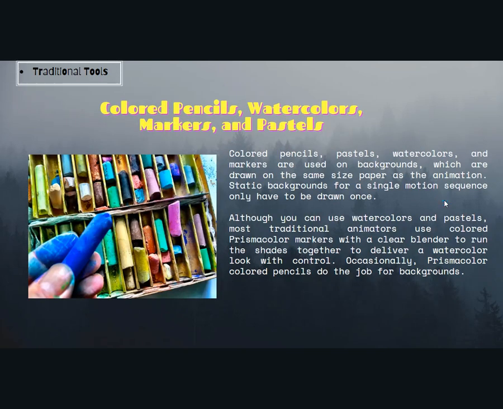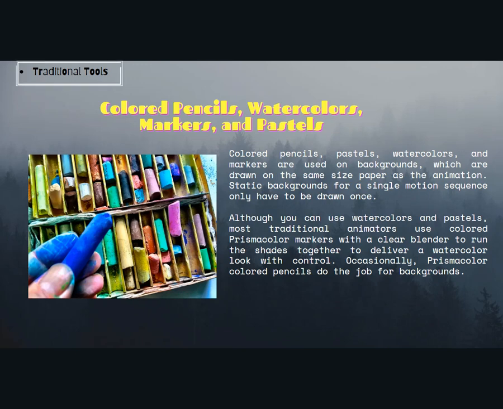Then, it's just a continuation: the colored pencils, watercolors, markers, and pastels. Colored pencils, pastels, watercolors, and markers are used in backgrounds, which are drawn on the same size paper as the animation. Static backgrounds for a single motion sequence only have to be drawn once. Although you can use watercolors and pastels, most traditional animators use colored Prismacolor markers with a clear blender to run the shades together to deliver a watercolor look with control. Occasionally a Prismacolor pencil does the job for backgrounds.